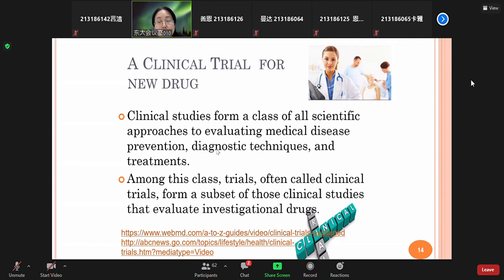diagnostic technique, and treatment. So that means clinical trial is a very general definition, not just for new drugs. Maybe for some techniques, maybe for treatment, or maybe for some prevention service. Okay, so we call it clinical trial.